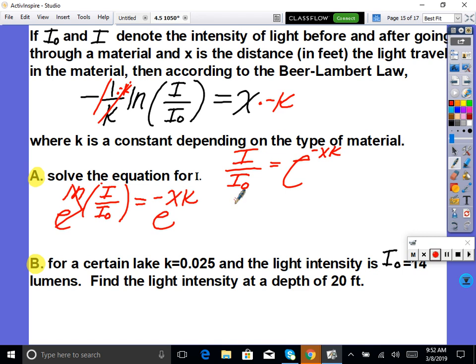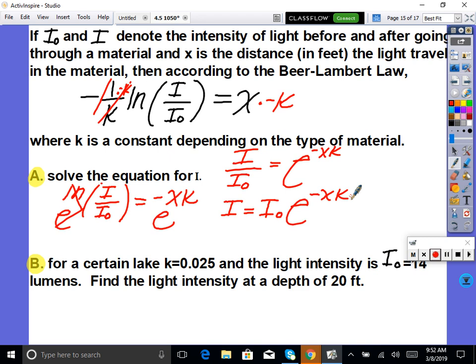Multiply by I sub 0. So we have I is equal to I sub 0 e to the negative xk. Now we solve for I. Part B says, for a certain length k that's equal to 0.025 and the light intensity I sub 0 is 14 lumens, find the light intensity at a depth of 20 feet.